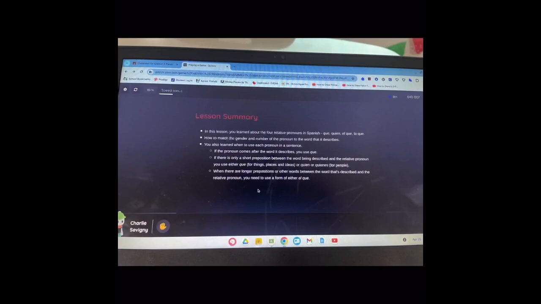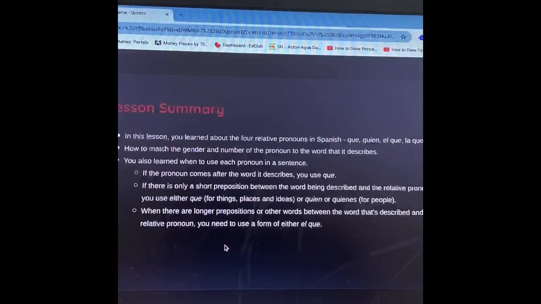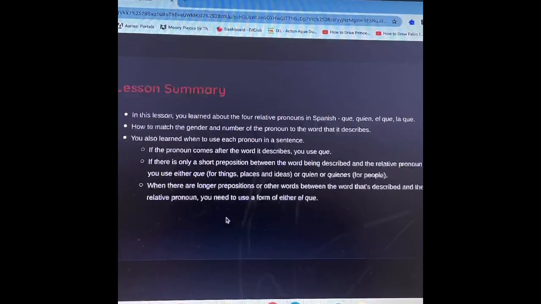Alright, here's a summary of the entire thing. In this lesson, you learned about the four relative pronouns in Spanish. Que, quien, el que, la que. How to match the gender and number of the pronoun to the word that it describes. You also learned when to use each pronoun in a sentence.